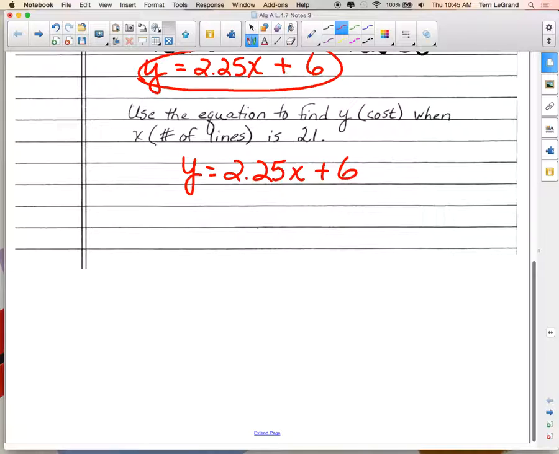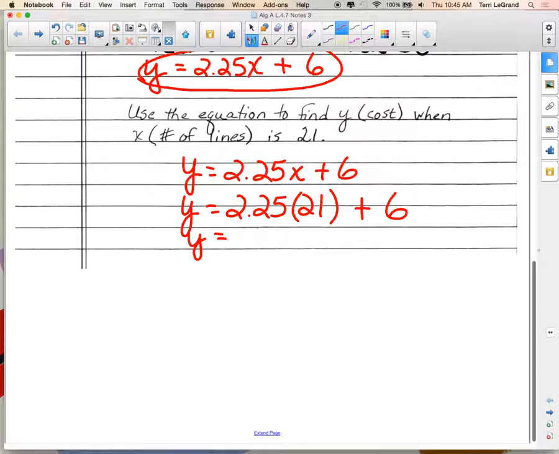What are we going to do? We're going to put it into the x, aren't we? Yes. Lines is the x value, so we're going to substitute 21 in for x. I'll let you use your calculators, because the first thing we need to do in this is figure out what's 2.25 times 21.